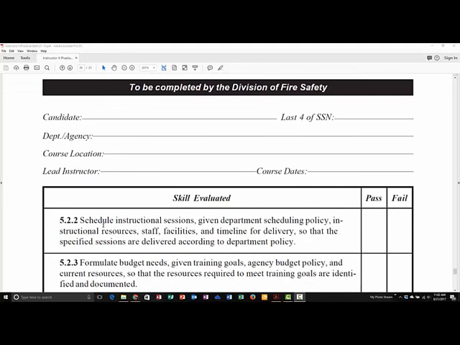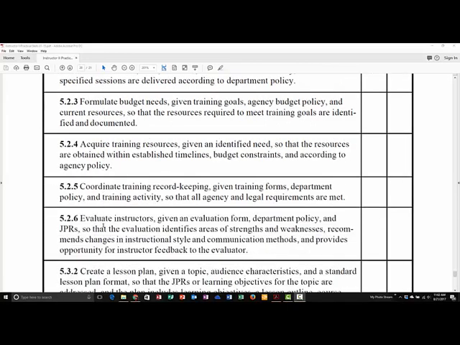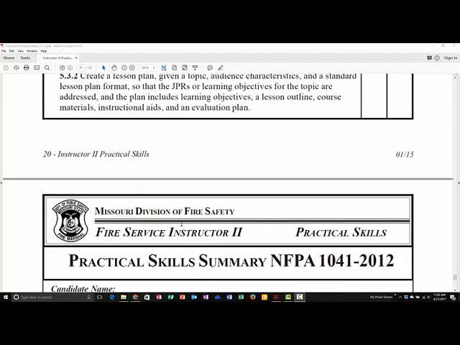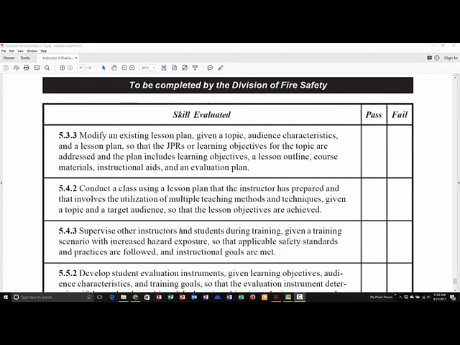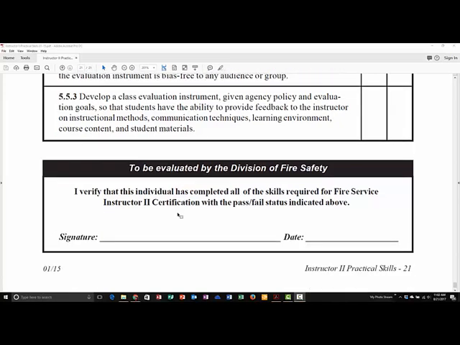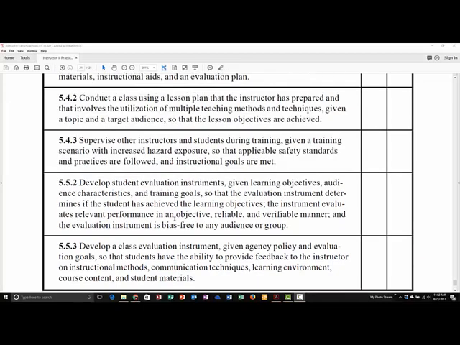Okay, and then this is your practical skill summary. The division is going to finish this part. If you've passed all those other things, these will all be passes all the way down. Okay, so that's your skills packet.